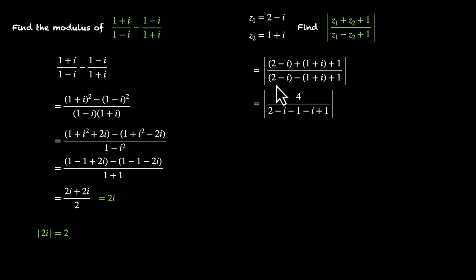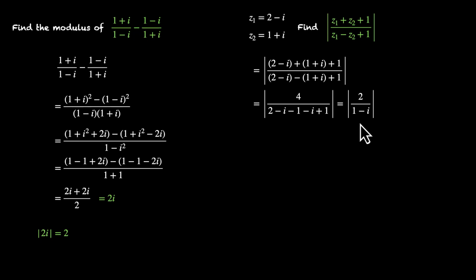And the denominator is 2 minus i minus 1 minus i plus 1. Here 1 and minus 1 cancel out. We have 2 minus i minus i, so that's 2 minus 2i. So we can take 2 common, that's 1 minus i. And we can cancel this 2 with this 4. We'll have 2 divided by 1 minus i. So we need to take the mod of 2 by 1 minus i. We have work to do, but it's still better than this expression.